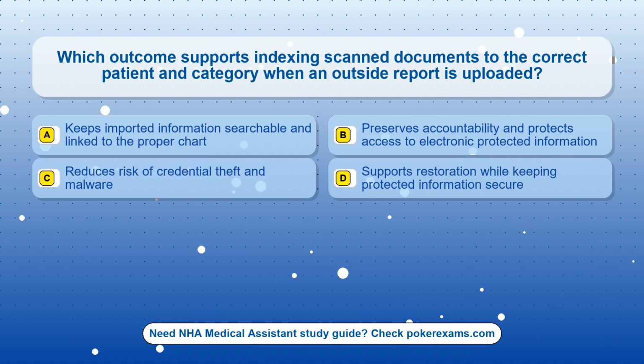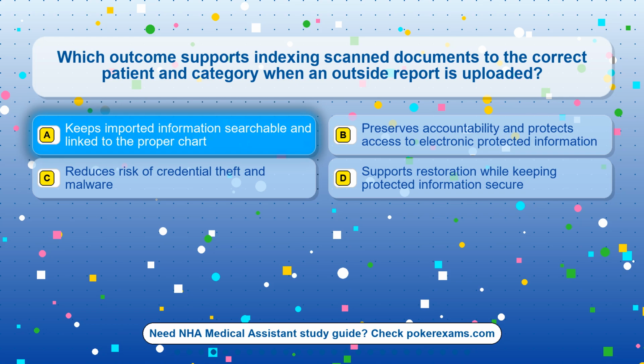Question 3. Which outcome supports indexing scanned documents to the correct patient and category when an outside report is uploaded? Option A. Keeps imported information searchable and linked to the proper chart. Option B. Preserves accountability and protects access to electronic protected information. Option C. Reduces risk of credential theft and malware. Option D. Supports restoration while keeping protected information secure.